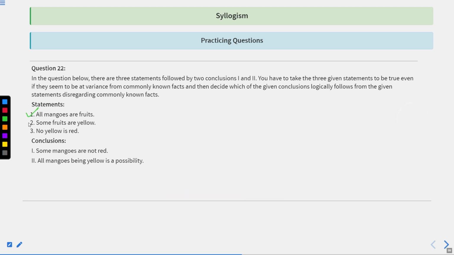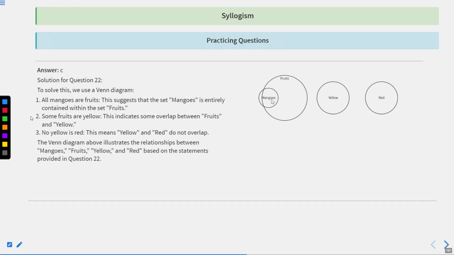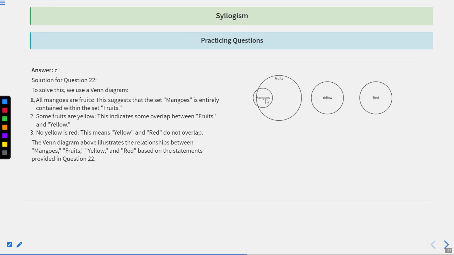All mangoes are fruits, some fruits are yellow, no yellow is red. Okay, my dear students, your time's up. Now let's try to figure out what could be the correct method of drawing the Venn diagram.